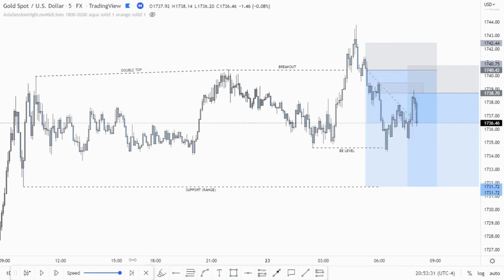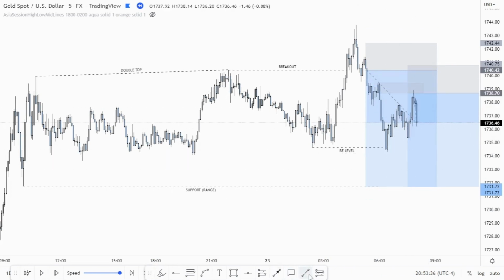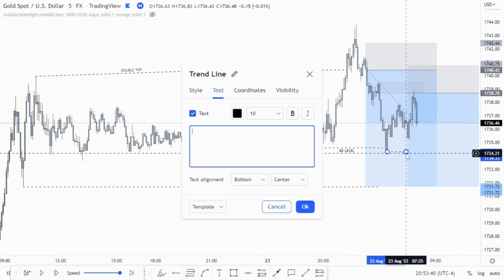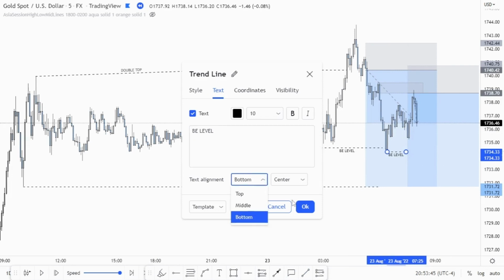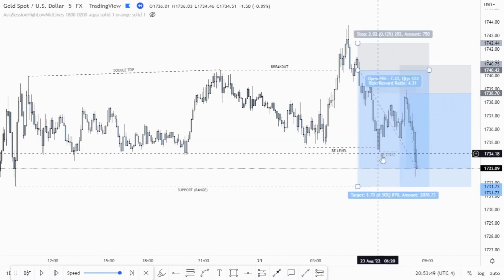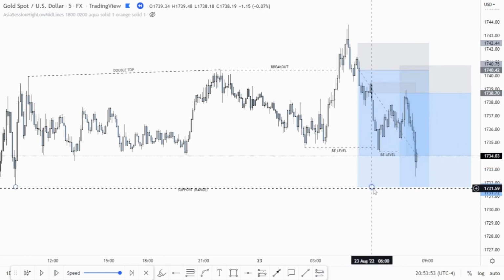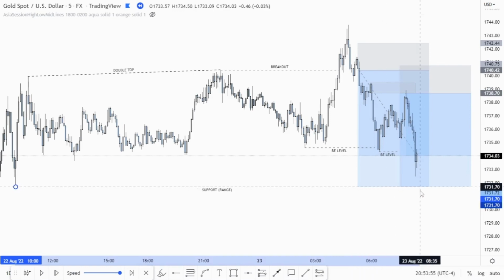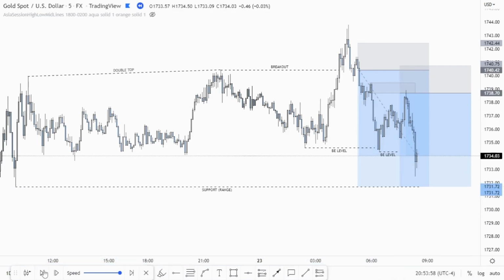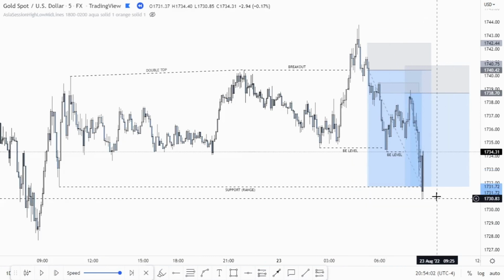So obviously I'm gonna put myself break even for my second entry right here. So this is gonna be the break even place for my second entry. Break even level right here, all right? Good. Now both trades are risk free, and I'm waiting for the market to smash my take profit right here. All right, so this is the take profit.